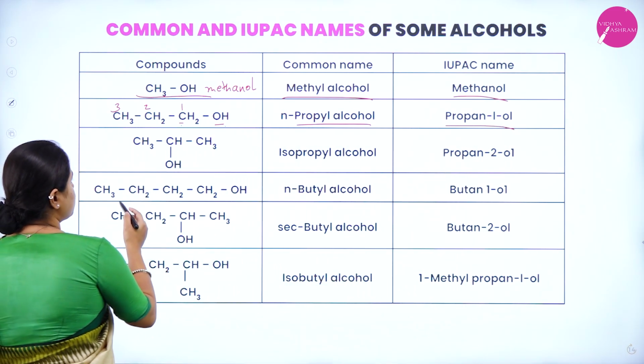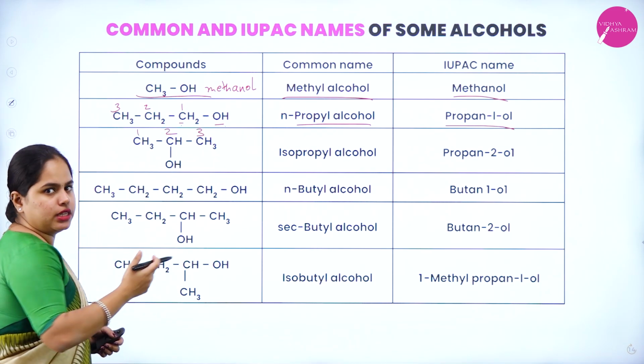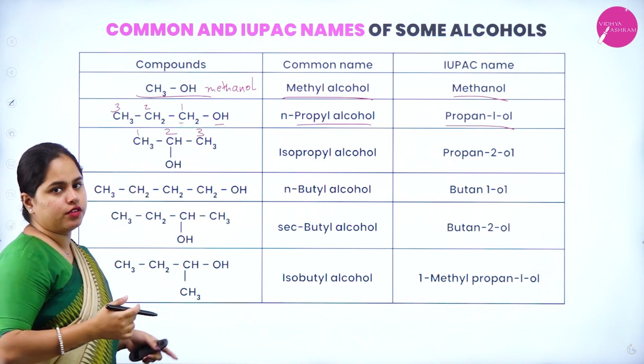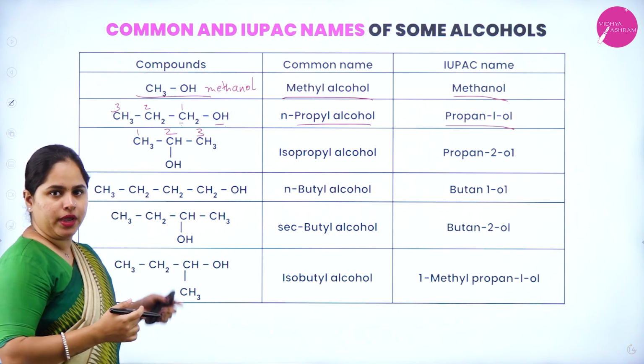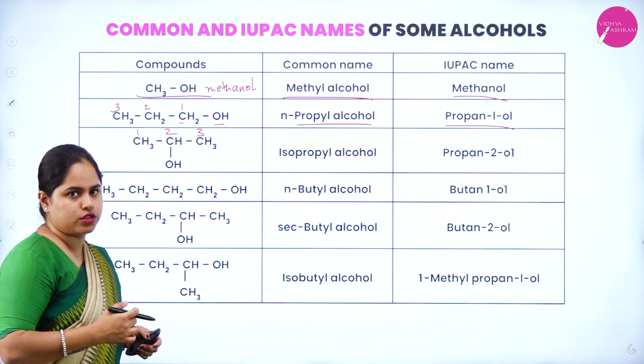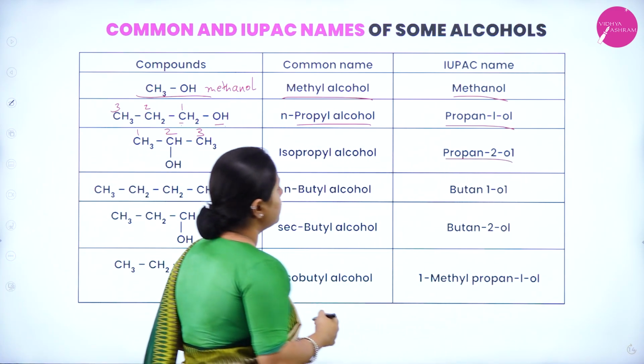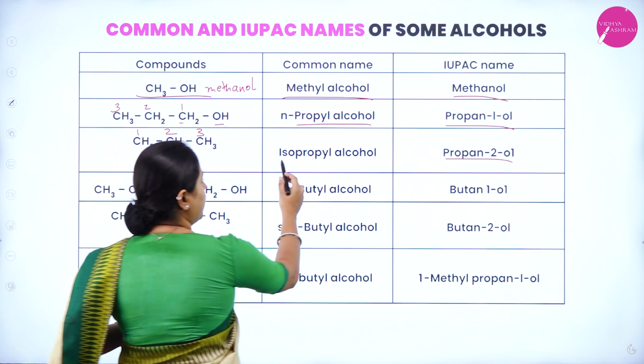Now moving to the next one, CH3, CHOH, CH3. So again, we can number from either side, it will be the same. On the second carbon atom, you have the hydroxyl group. So this is also propane, but on the second carbon atom you have the hydroxyl group. So this will be propan-2-ol, right? Propan-2-ol will be the IUPAC name and the common name will be isopropyl alcohol.